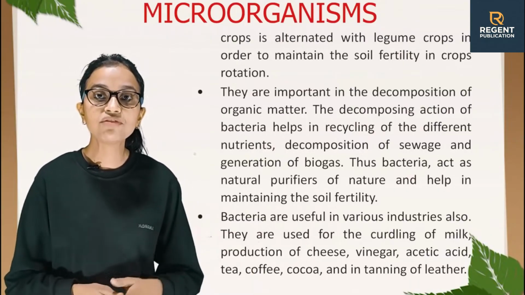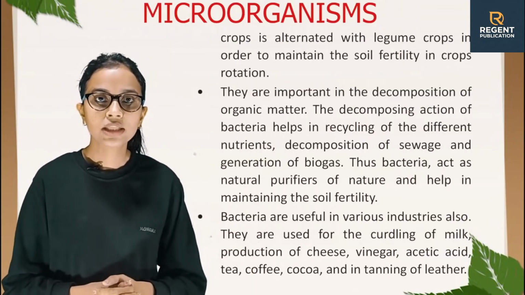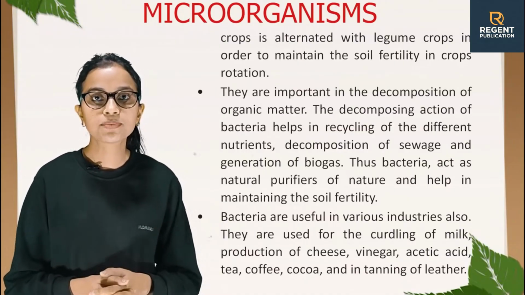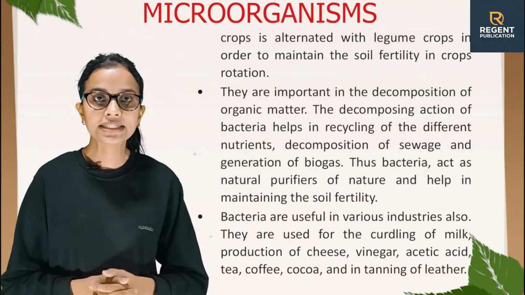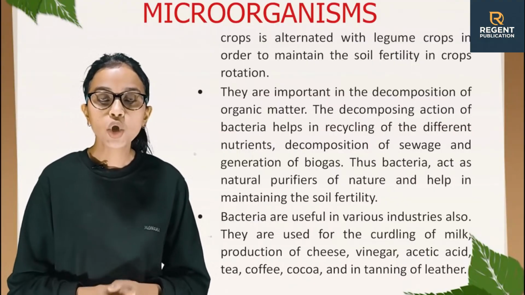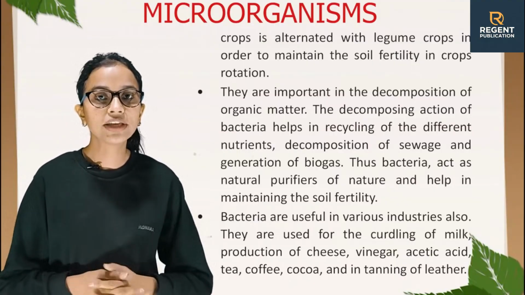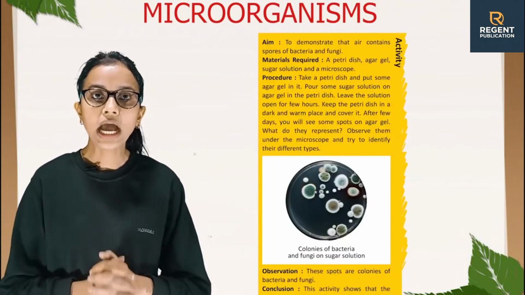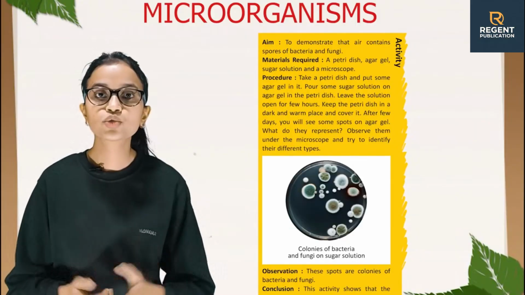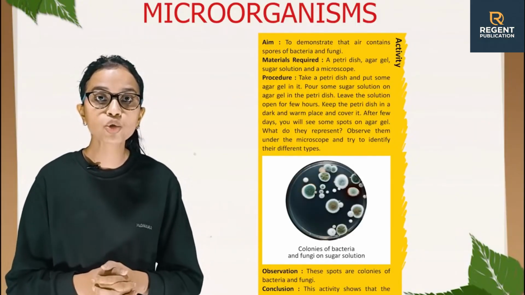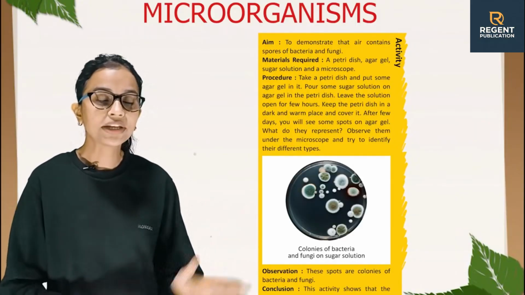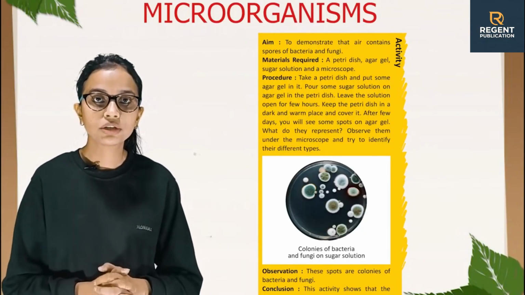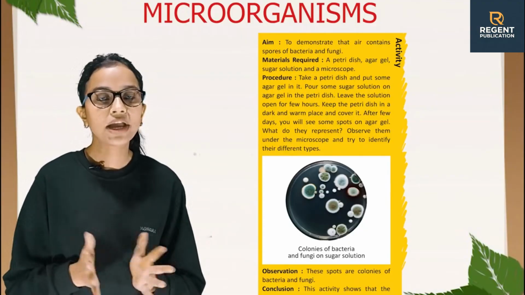Bacteria are useful in various industries also. They are used for the curdling of milk, production of cheese, vinegar, acetic acid, tea, coffee, cocoa and in tanning of leather. So, there is another activity. The aim of the activity is to demonstrate that air contains spores of bacteria and fungi. Materials required are a petri dish, agar gel, sugar solution and a microscope.